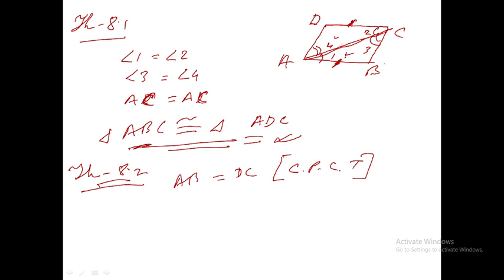Again, side BC equals side AD. Same reason, they are congruent. Okay. So theorem 8.2 says in a parallelogram opposite sides are equal.